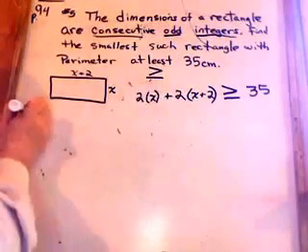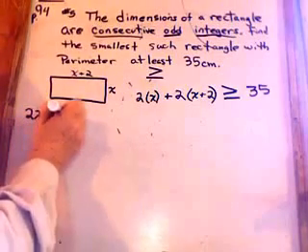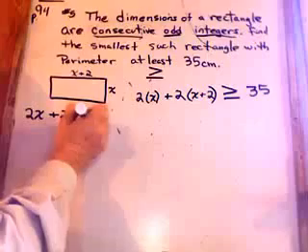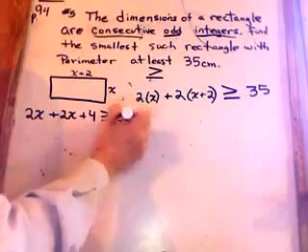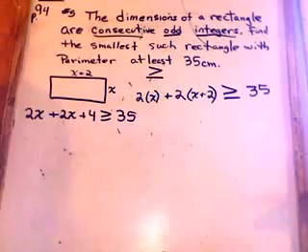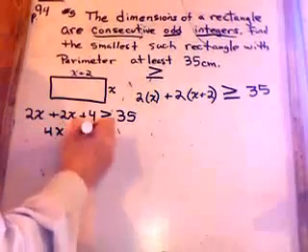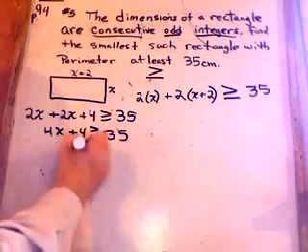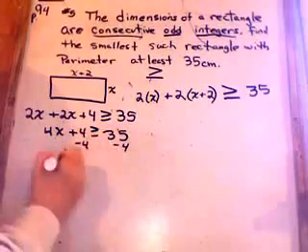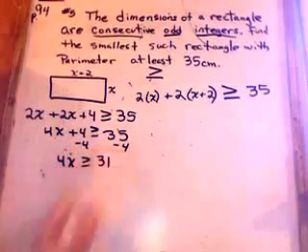So let's do distributive first. Well, first of all, 2 times x, just 2x, plus 2x plus 4 greater than or equal to 35. You know what to do next? Hope you said add like terms. 4x plus 4 greater than or equal to 35. How about subtract 4? All right, 4x greater than or equal to 31.